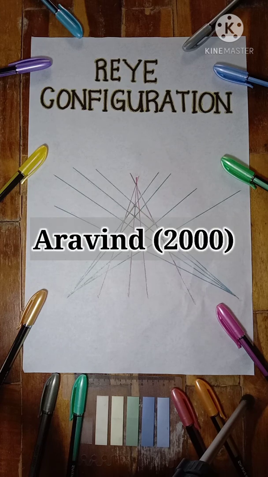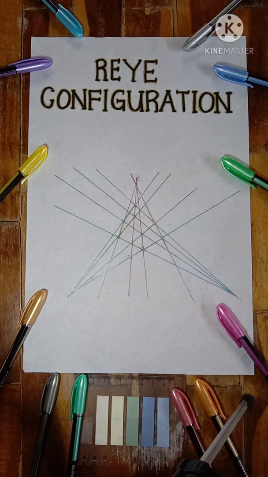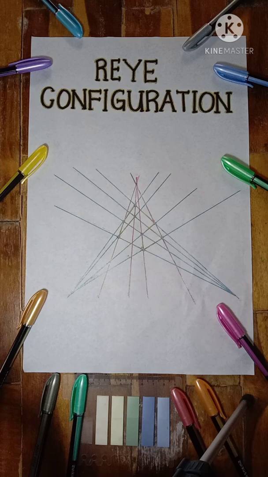According to Aravind 2000, the Reye configuration underlies some of the proofs of the Bell-Kochen-Specker theorem about the non-existence of hidden variables in quantum mechanics. Also, the Pappus configuration may be formed from two triangles that are perspective figures to each other in three different ways, analogous to the interpretation of the Reye configuration involving desmic tetrahedra.